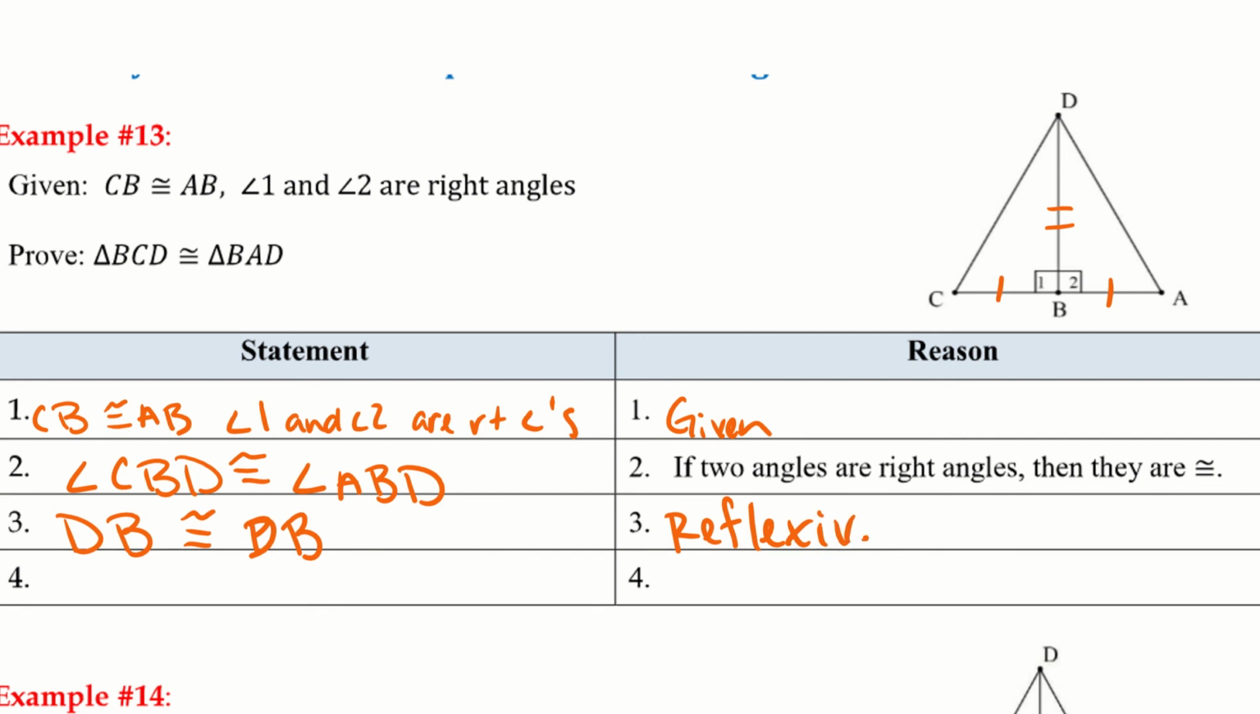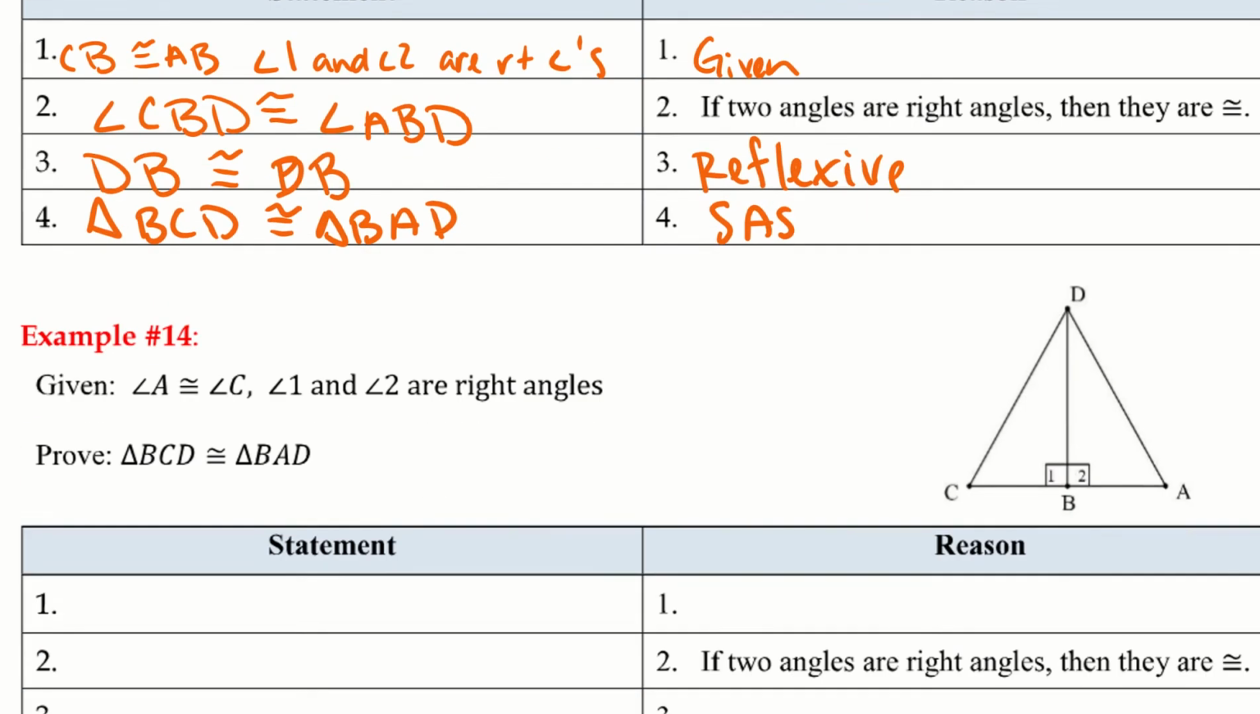So I know we have a lot of stuff that we're working with, but seeing what I had, I knew that DB was the only other thing that I could prove without going around, about, and figuring all that stuff out. So DB by the reflexive, and now I have a side, an angle, and a side. So I can now state that these two triangles are congruent by side, angle, side.